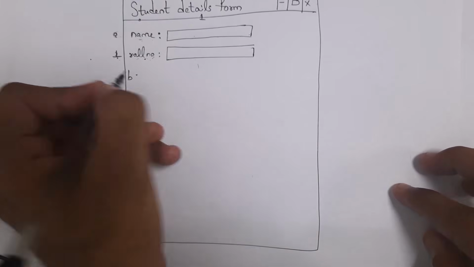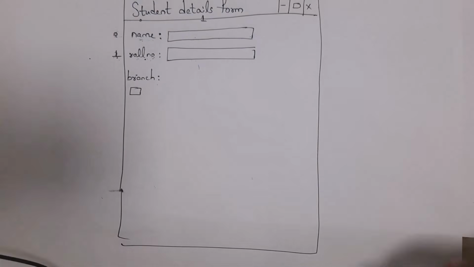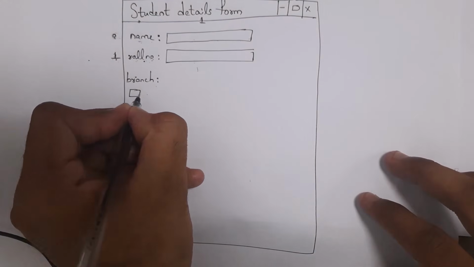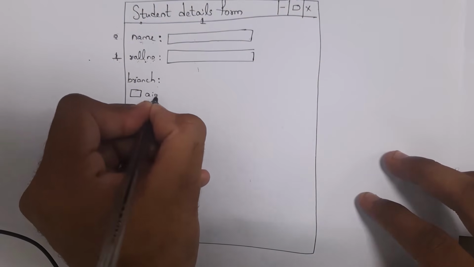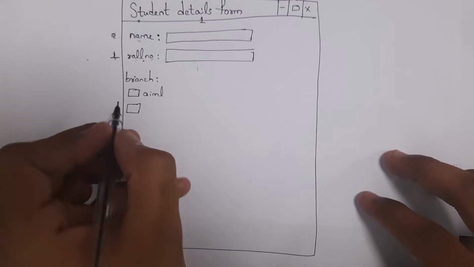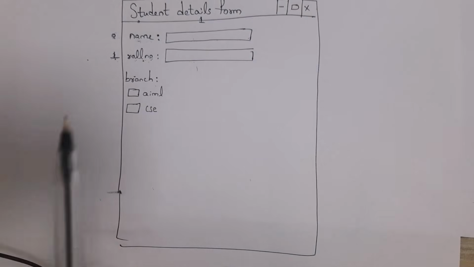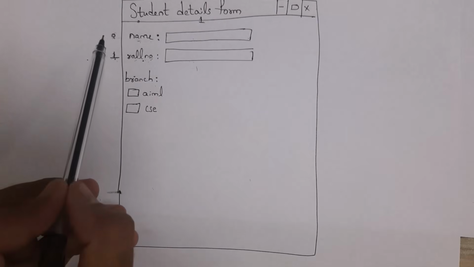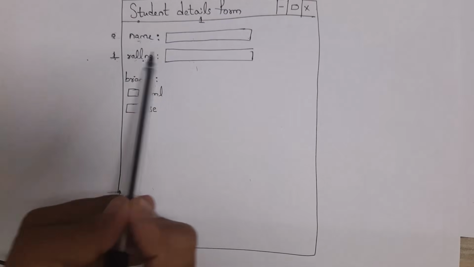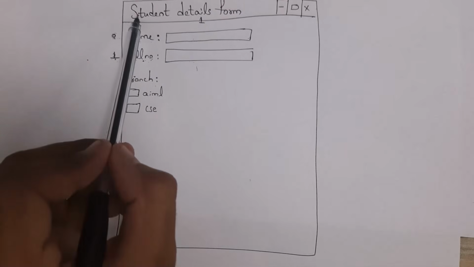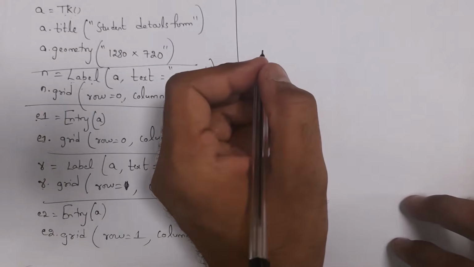Next I want to create a label, that is Branch. Below Branch I want to create check buttons. This box is known as a check button. For the check buttons I want to give the titles AIML and CSC. We can click on this AIML and we can click on this CSC. By default 0 is the first row, 1 is the second row, and I want to place this Branch in third row, first column.